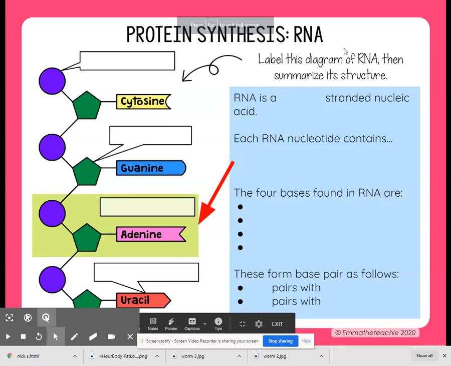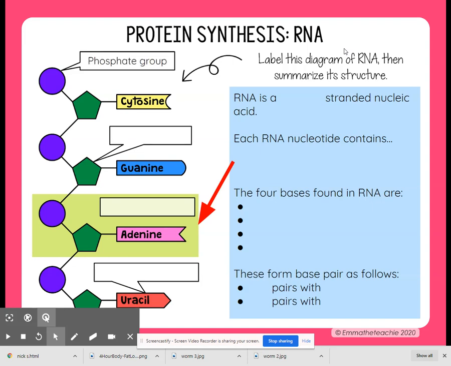Okay, so now let's fill in this diagram that's all about RNA. First, we're going to label the diagram, and then we're going to fill in the blue box area. So that top box is asking you to label what that circle structure is. It's the same as it is in DNA, and that's the phosphate group.